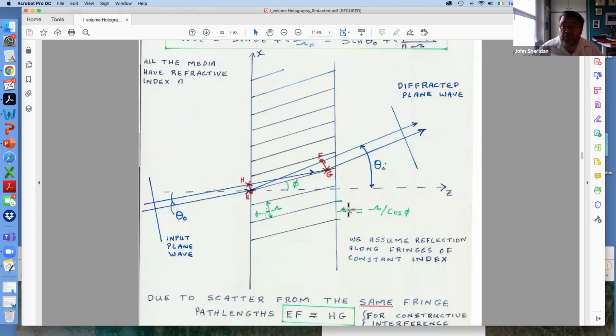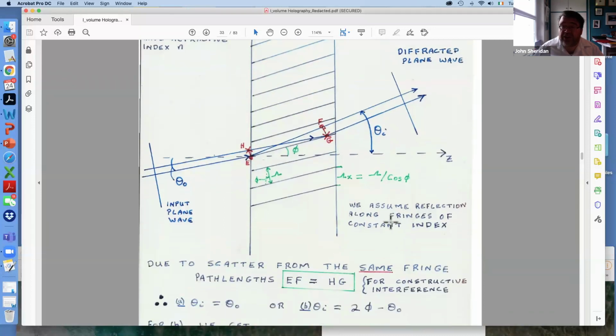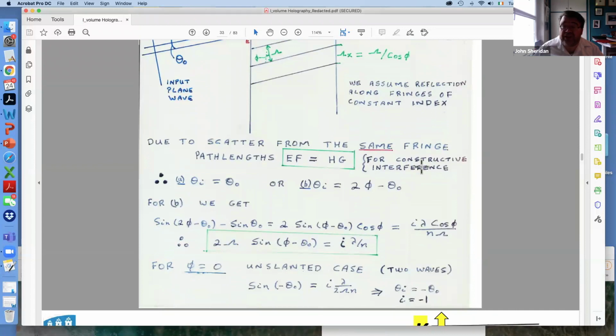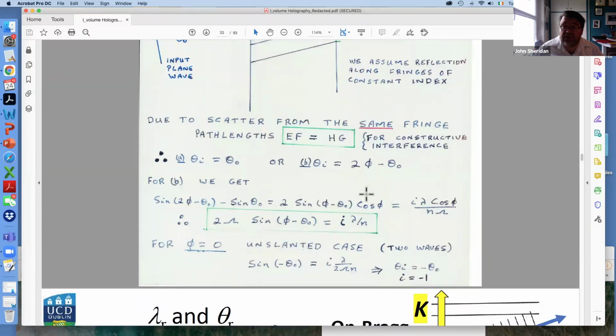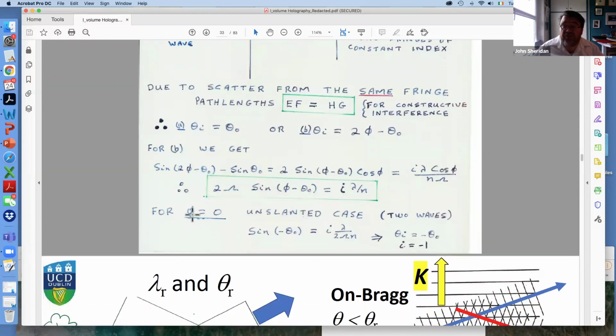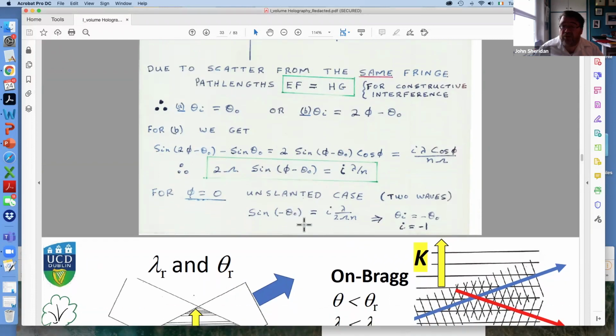Again, we have a spatial frequency. The grating vector here is going to have a spatial frequency in X and a spatial frequency here in Z. We assume reflection along fringes of constant index, and due to scatter from the same fringe, these must be equal for constructive interference. So this has to be equal to this, and we get the following. When phi is 0, in the unslanted case, this is our Bragg condition. So we have the following Bragg condition.